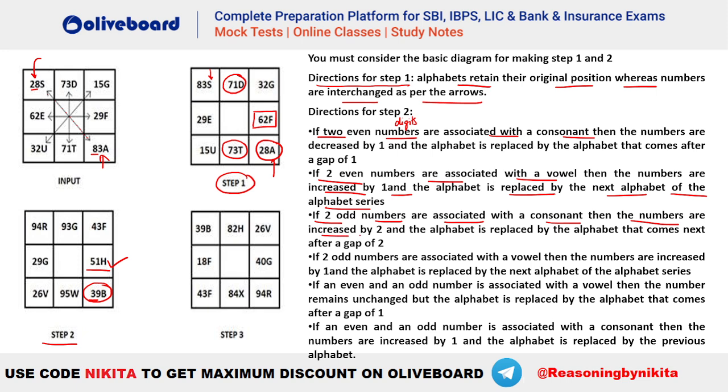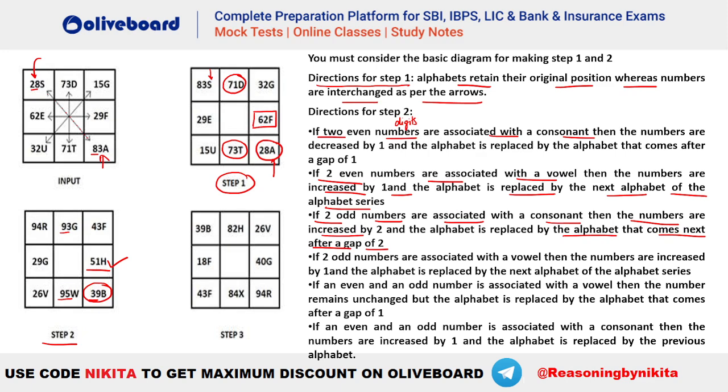Then the numbers are increased by 2. So you can see 71 becomes 93 and this 73 becomes 95. Okay, and the alphabet is replaced by the alphabet that comes next after a gap of 2. So D ke baad E, F will go and we will have a G, right? So D and G at a gap of 2. Similarly, S, T, T, U, V gone. Then we will have the next word, that is your W. Okay, so T plus 3 and D plus 3 has been done. So we have taken the next alphabet which is after a gap of 2. That is how we do with this one.